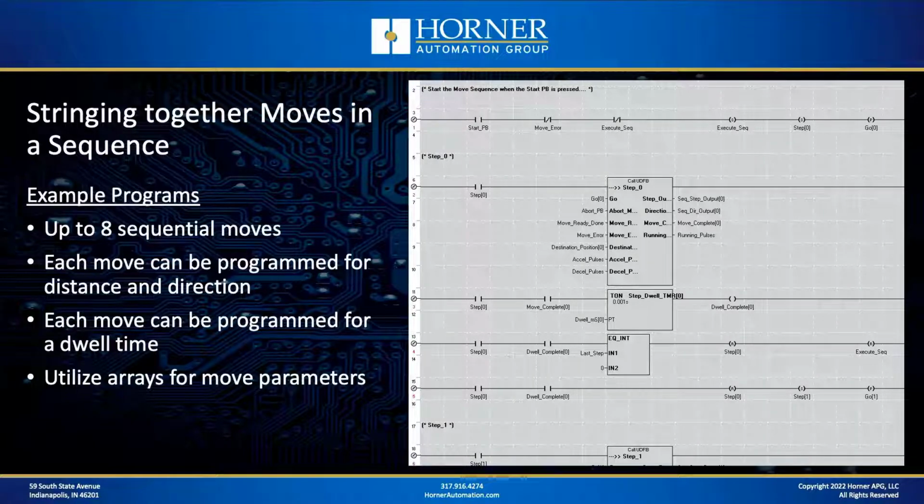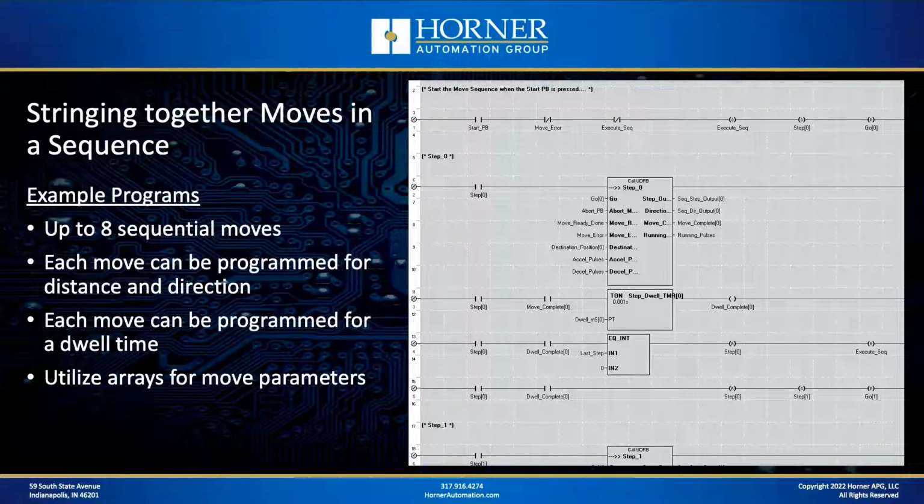Or maybe you might have a scenario where you move to a position, wait a certain amount of time, and then wait for a certain input to turn on, like a sensor or something, before you move again. So there's all kinds of variations, but in this example, we're basically just allowing up to 8 moves, with a dwell time at the end of each move. And we're going to utilize arrays for our move parameters, which just makes sense, right?